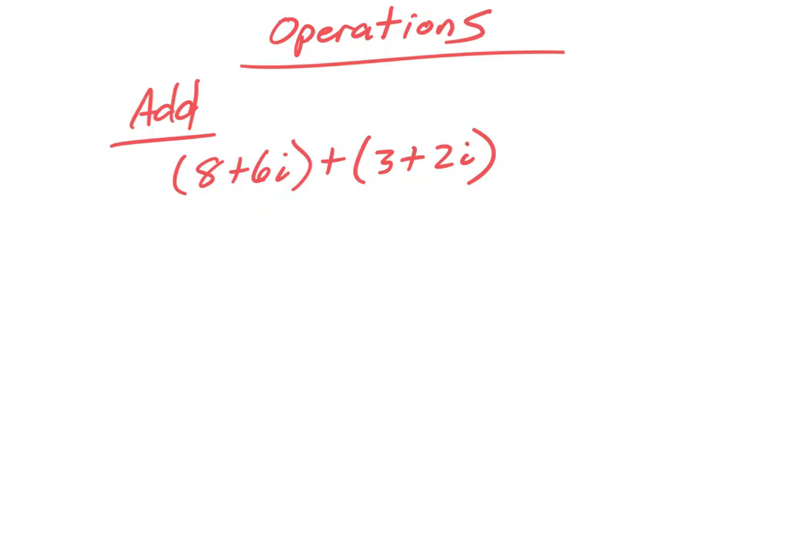So 8 plus 3 would be 11. 6i plus 2i is 8i. It's as easy as that. Okay? That's my answer. That's as simplified as I can get. And so that would be our simplified expression.